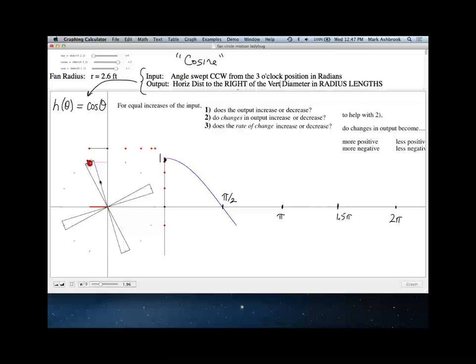Okay, Daniel Wallace. Daniel, what would you estimate that cosine to be for that angle? 1/3. What do you think? Agree with that? He wants -1/3. Does it matter? How do we define the output? As the horizontal distance to the right of the vertical diameter. That gives us positive. So what about -1/3?